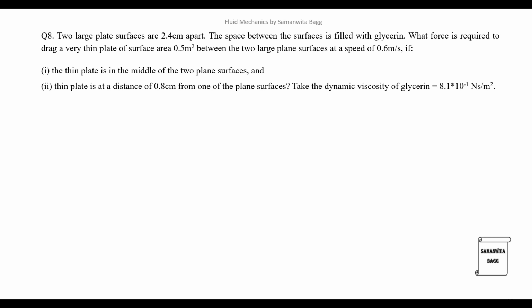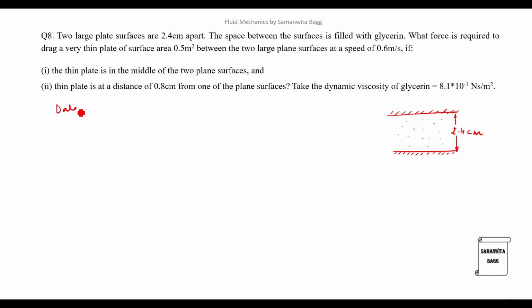Two large plate surfaces are 2.4 centimeter apart. So it's given that there are two surfaces here and the distance between these two plates is 2.4 centimeter. The space between the surfaces is filled with glycerine. So here we have glycerine between these two plates. What force is required to drag a very thin plate of surface area 0.5 meter square?